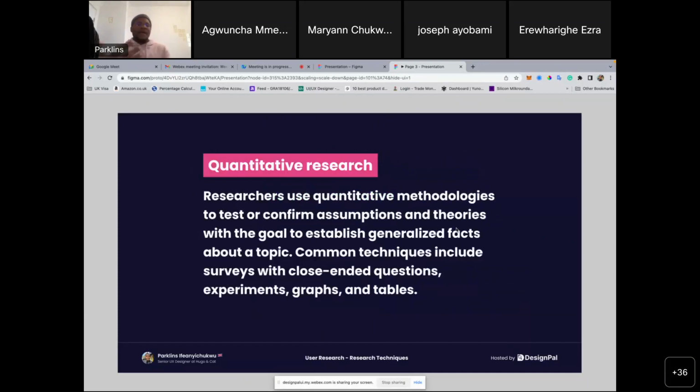Here, I then added short descriptions of what each of these research types means, but I've given you the bottom line explanation. Quantitative research helps you understand the what, and qualitative research helps you understand the why. Now, quantitative research.